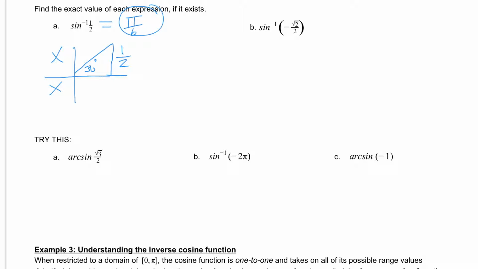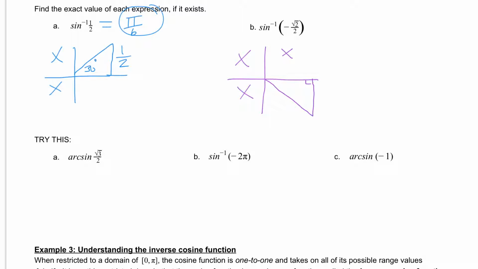Let's try another one. If we take a look at letter B, we have the sine inverse of negative square root of 2 over 2. Again, we're going to think about what quadrants we can use. And for our sine function, we cannot use the second or the third quadrant. And then we take a look at our sine function, and we're taking it of a negative, which means we are not in the first quadrant, and we're going to set our triangle up in the fourth quadrant.